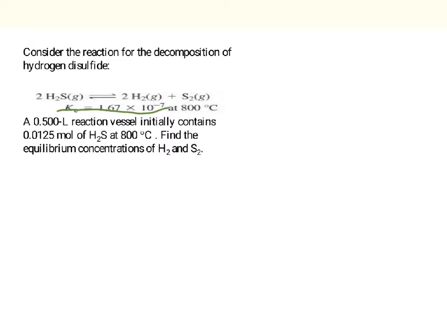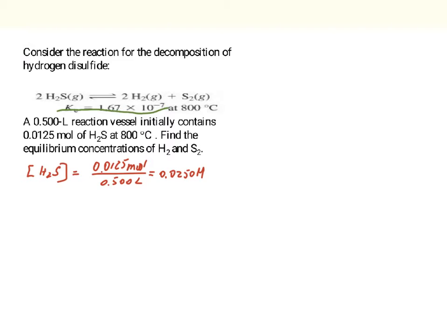Okay, first of all, we need to find concentrations because an ICE table includes only concentrations. Okay, let us find it. So the concentration of hydrogen sulfide is going to be 0.0125 mole over 0.500 liters, and this is 0.0250 molar.